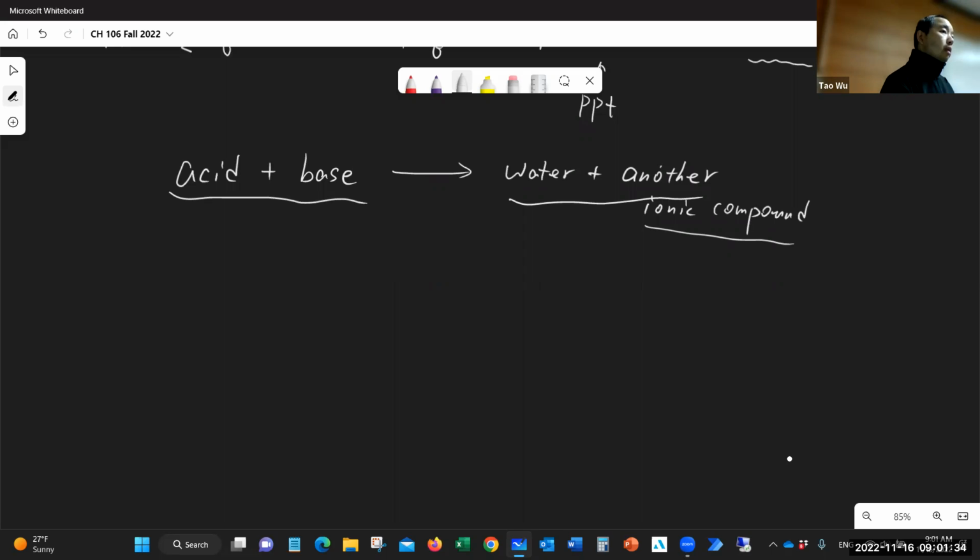So the next one is called a gas forming reaction. There's another type of reaction called a gas forming reaction.